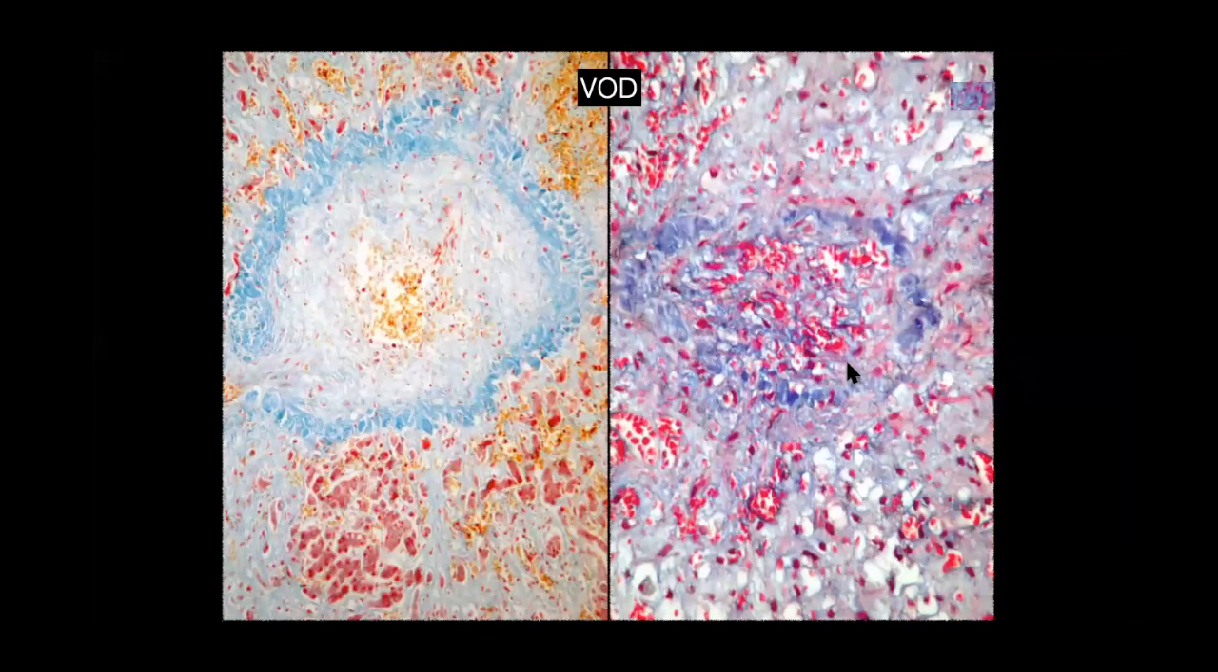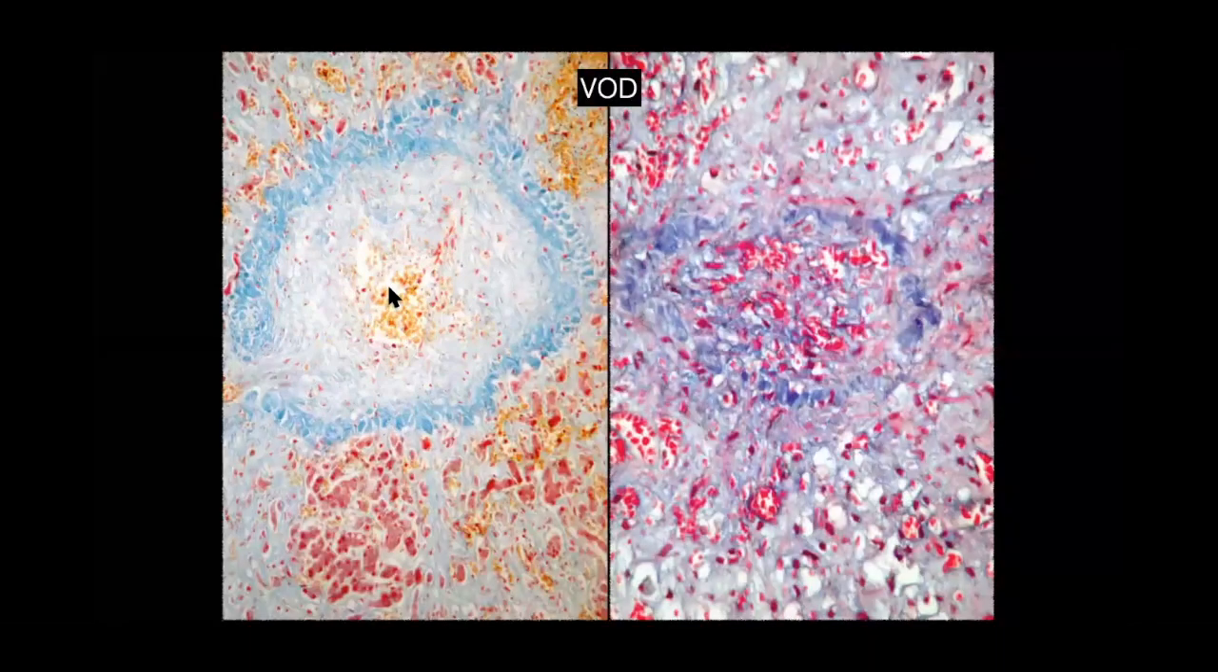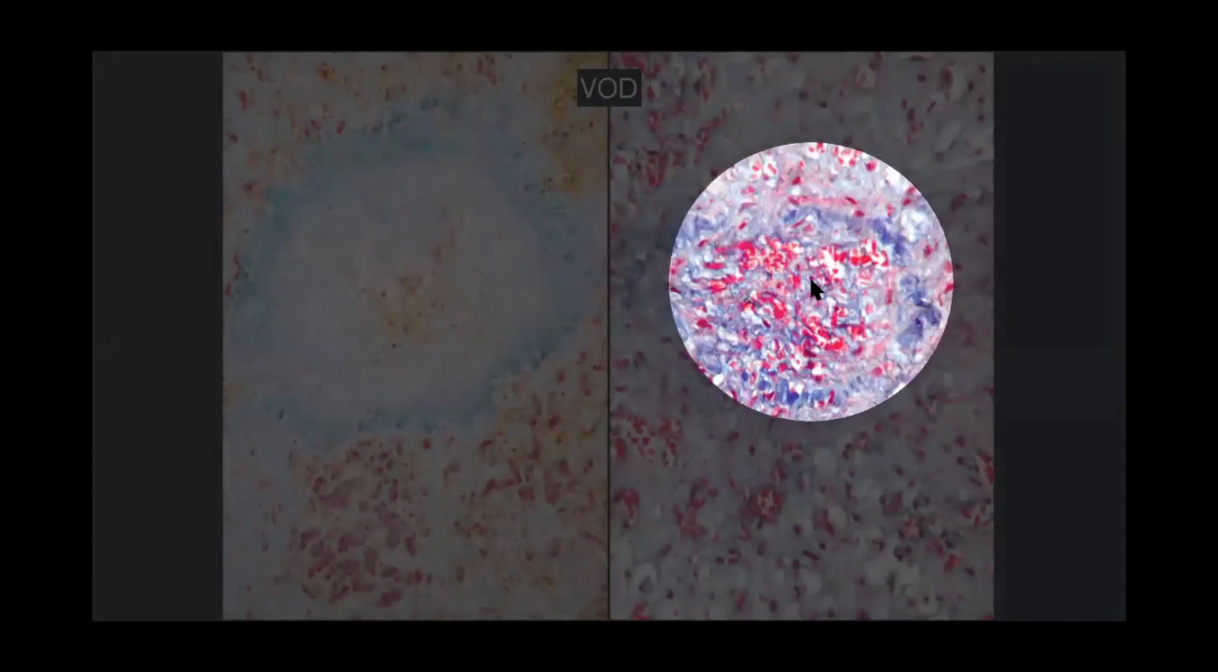Veno-occlusive disease, I don't have a nice picture to show it in the acute phase, but this is a beautiful picture to show the chronic veno-occlusive disease, or veno-occlusive disease in a chronic stage, where there is complete occlusion of the central vein with recanalization. Here again, complete occlusion of the central vein.